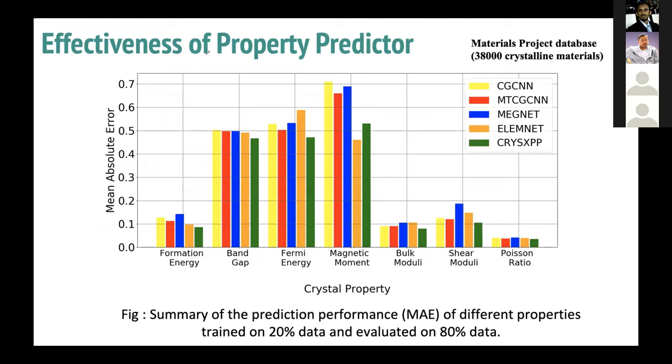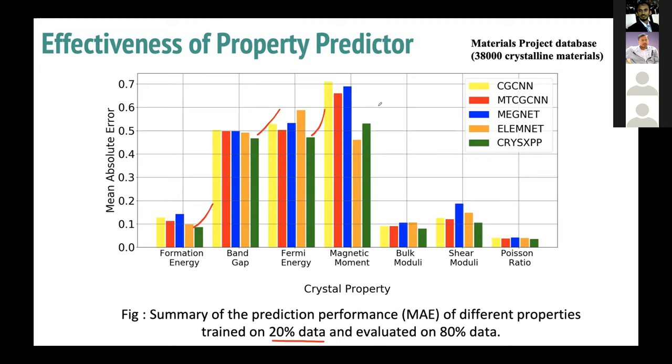We have many important contemporary papers like CGCNN, MT-CGCNN, LMNet, and CRISP-XPP. What we do is deliberately work on less data, like 20% of the data, and 80% of the data is left for testing. So the CRISP-XPP property predictor is trained or fine-tuned on 20% of the data, while on 80% of the data it is evaluated. In all of the properties, the lower the better, and green is ours. In all of these properties, we see ours is performing better.